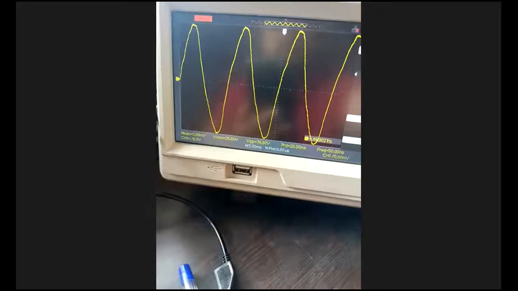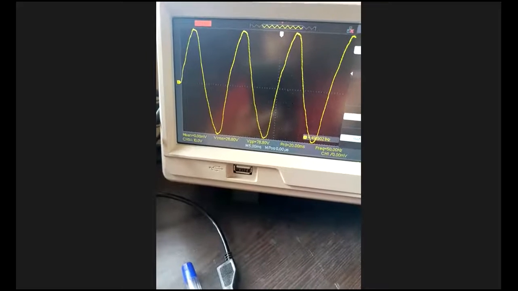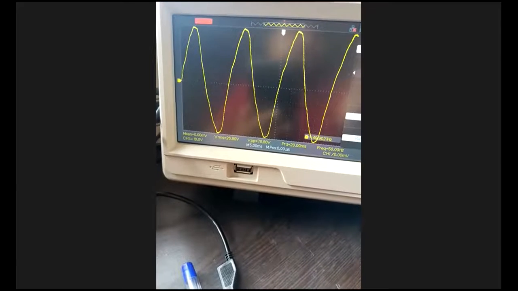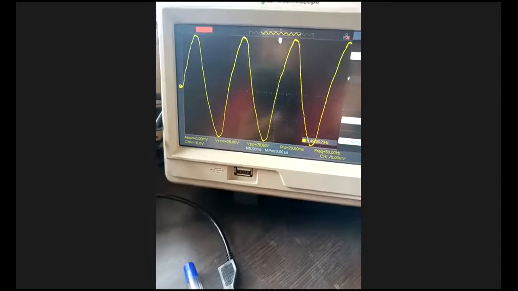So this is the oscilloscope experiment. DSO we are going to use here now. Okay, I will switch on this one, switch off. Just a minute.